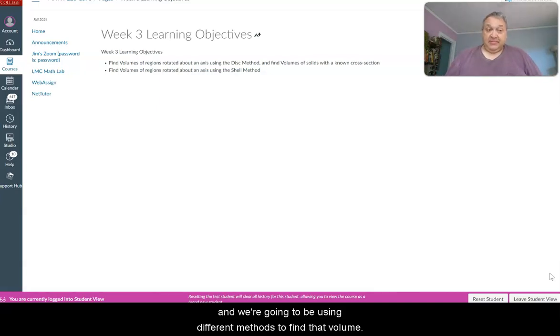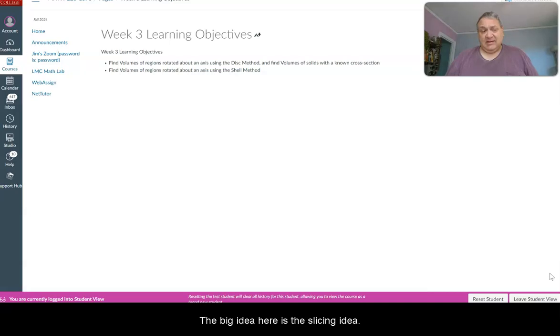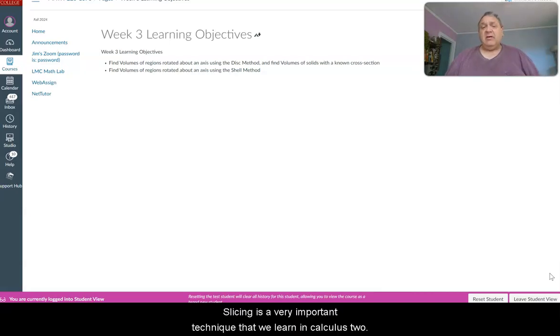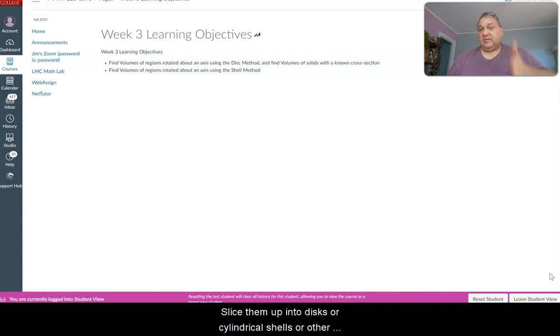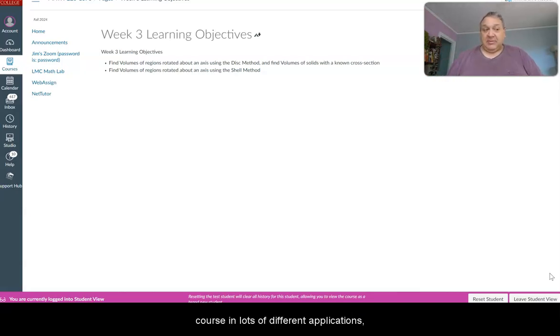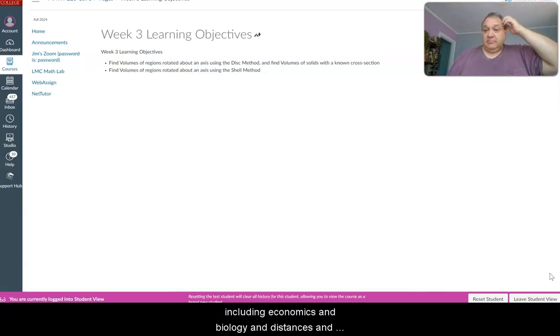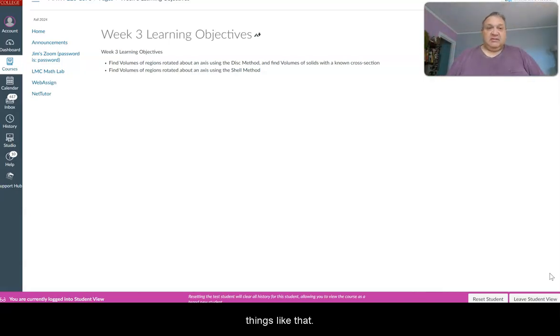find that volume. The big idea here is the slicing idea. Slicing is a very important technique that we learn in Calculus 2. It actually started in Calculus 1 with something called Riemann sums, where we divided up an area into rectangles. Now we're dividing up all kinds of things, including this week's volumes. We slice them up into disks or cylindrical shells or other kinds of things. And this slicing idea continues throughout the course in lots of different applications, including economics and biology and distances and things like that.